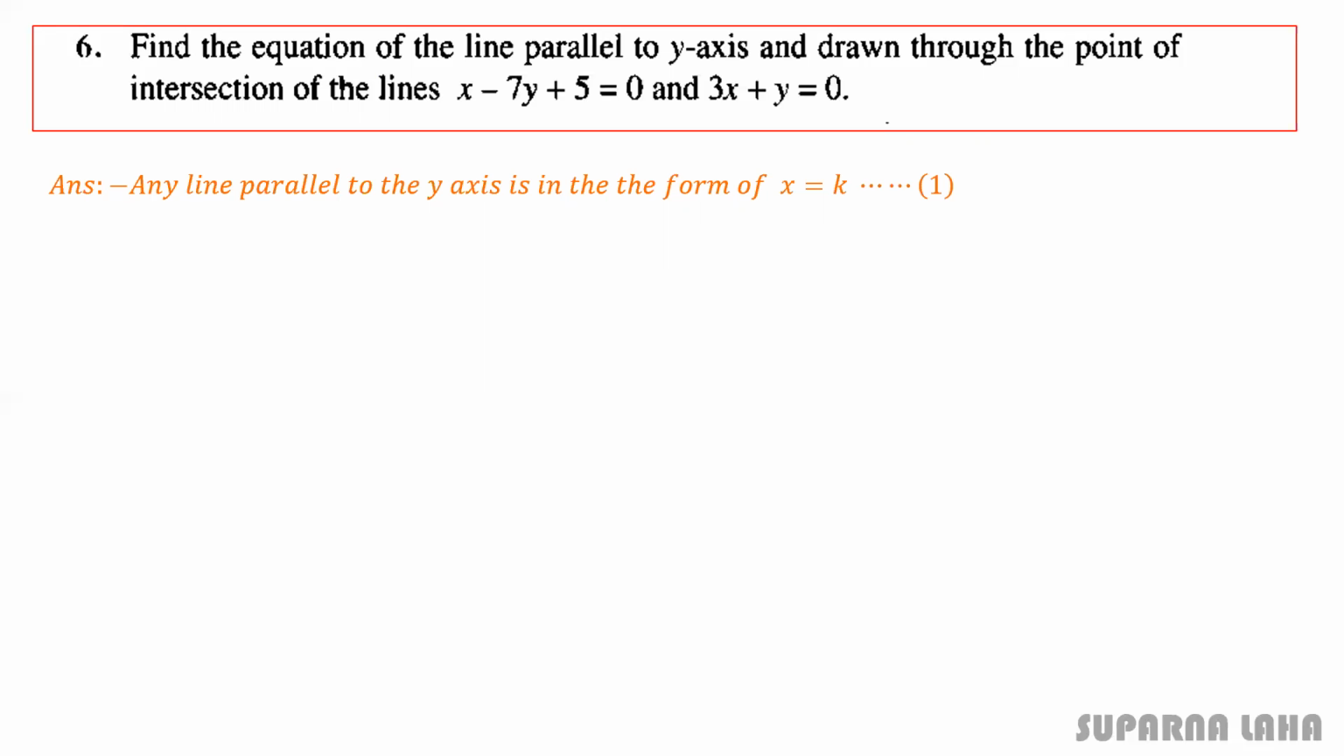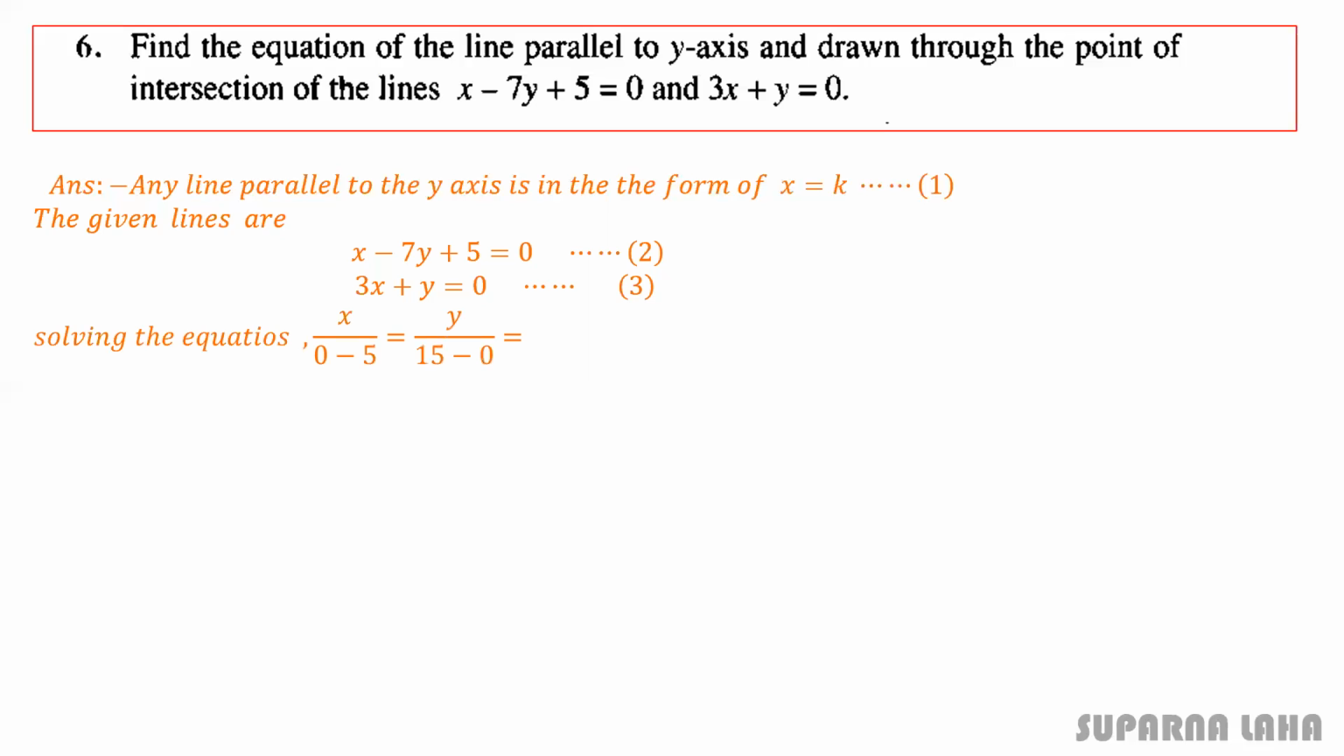Now it is passing through the point of intersection of these two lines. So let us find this intersecting point of the two lines, that is x minus 7y plus 5 equals 0 and 3x plus y equals 0. Now apply any method to find the solution of these two equations. You can choose cross multiplication, substitution method, elimination method, anything which is easier for you. Just choose one and find the values of x and y, that is the intersecting point.